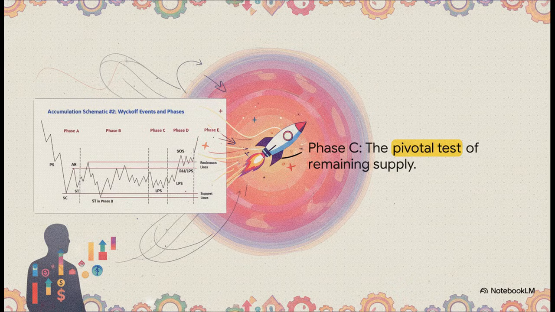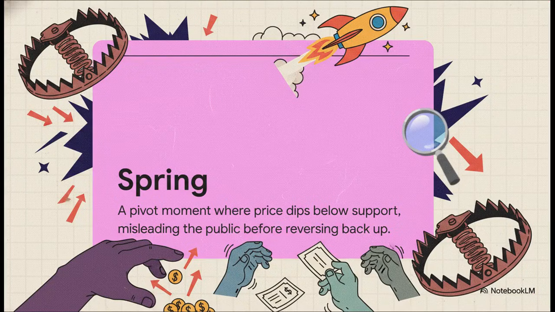All right, so after all that quiet buying in Phase B, it's time for the final, masterful act of deception. This is Phase C. This is the part of the schematic that is designed to fool almost everyone. The composite man is about to play their ace. And this is it, the spring. It's the ultimate bear trap. It's engineered to look like a total breakdown of support.